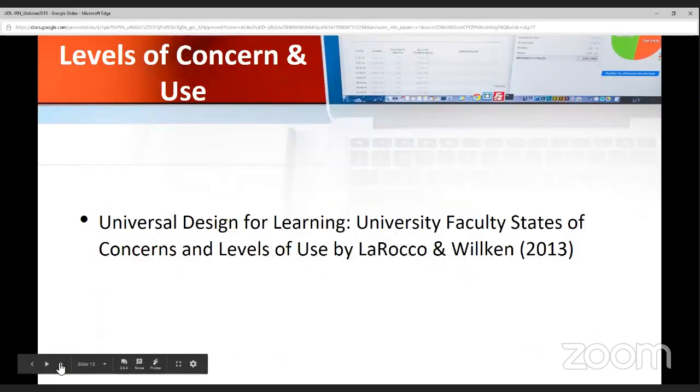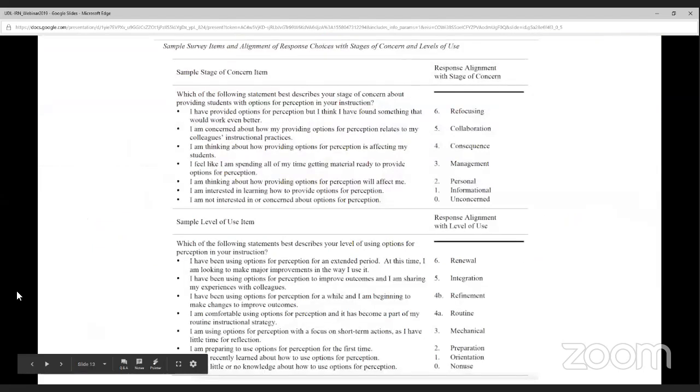Now, another interesting example, in this one study, they used a researcher-developed survey to identify faculty's stages of concern about and levels of use using the 9 specific UDL guidelines in their classes. So that was quite interesting. And here is an example. So sample survey items and the explanation of how each response choice was aligned with the stages of concern, and then at the bottom with the levels of use.